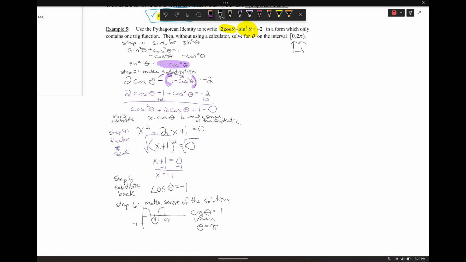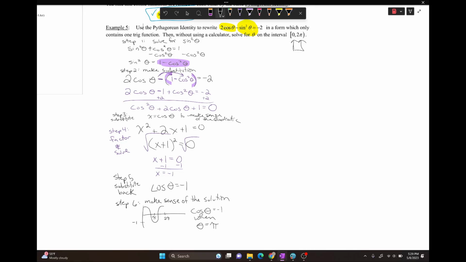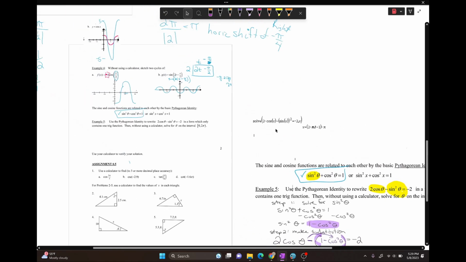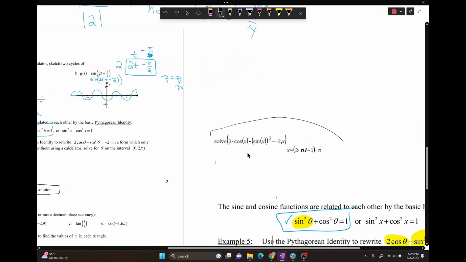So right here, I got the pi. So now that I think I have an answer that theta is equal to pi, where cosine is -1, and I believe that's the answer, take a look at what the rest of the problem says. He says, use your calculator to verify your solution, which I find hilarious because I put it into my calculator and this is what I got.